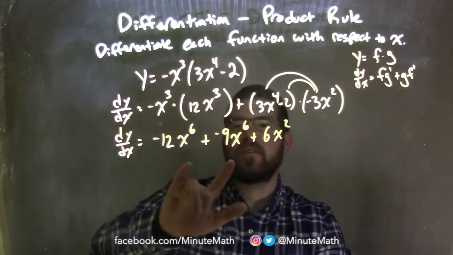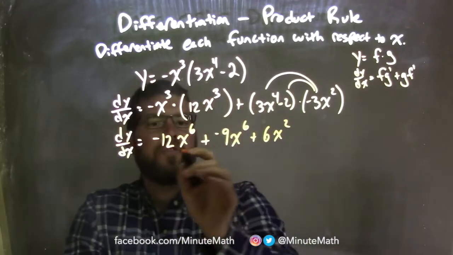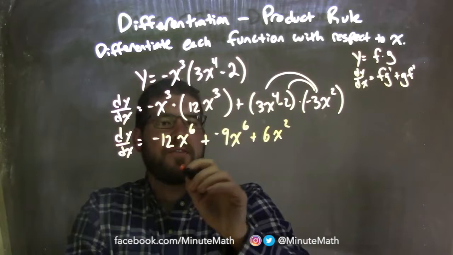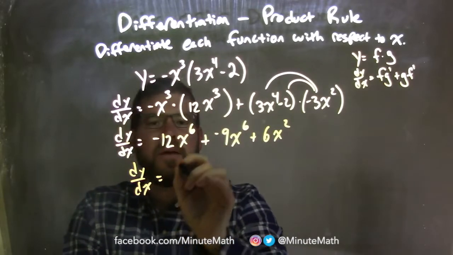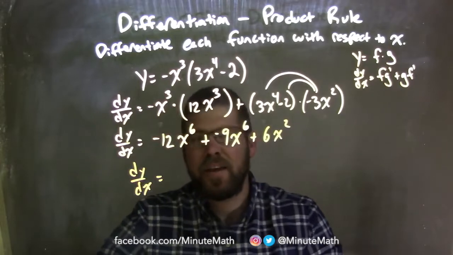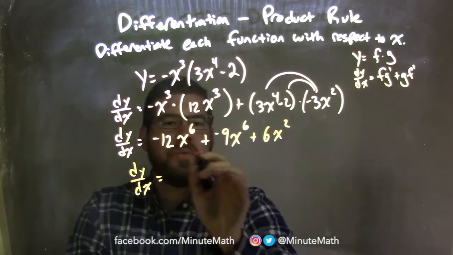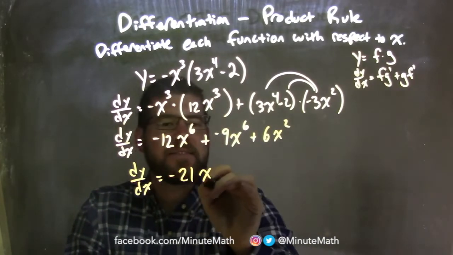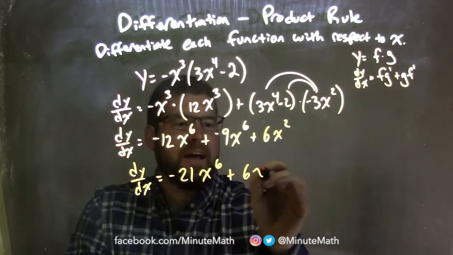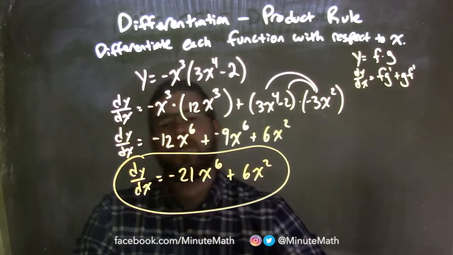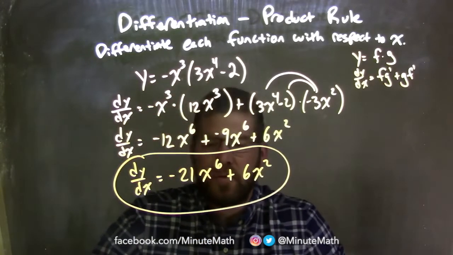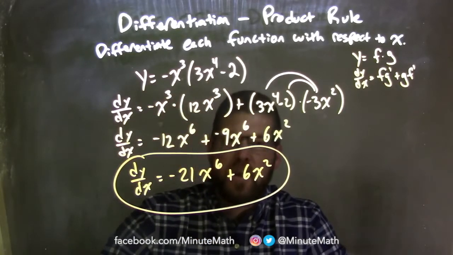Now I can simplify this and combine my like terms. And so let's go combine the negative 12x to the 6 and negative 9x to the 6. So we have dy dx here. Negative 12x to the 6 plus negative 9x to the 6 comes out to be negative 21x to the 6 plus 6x squared. And there we have our final derivative. Dy dx is equal to negative 21x to the 6th plus 6x squared.